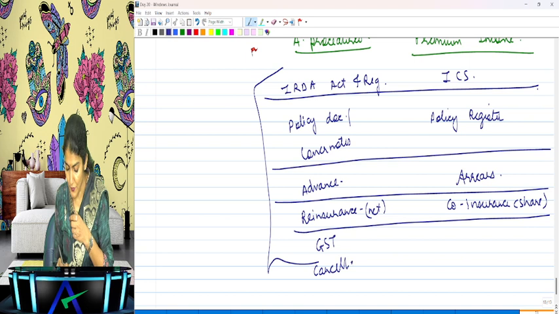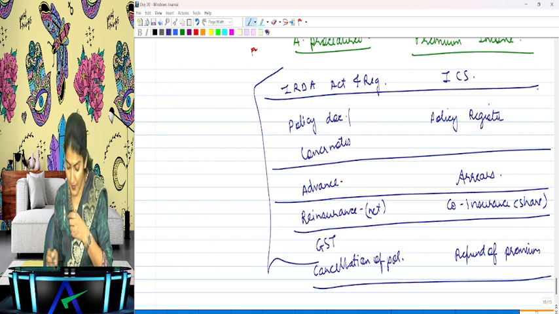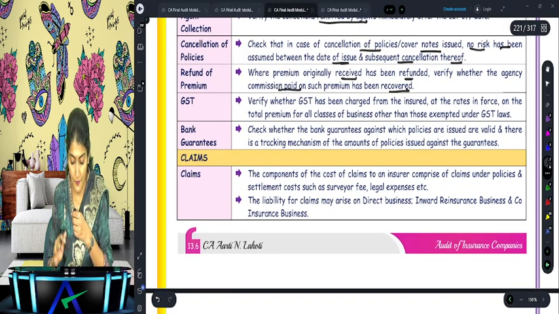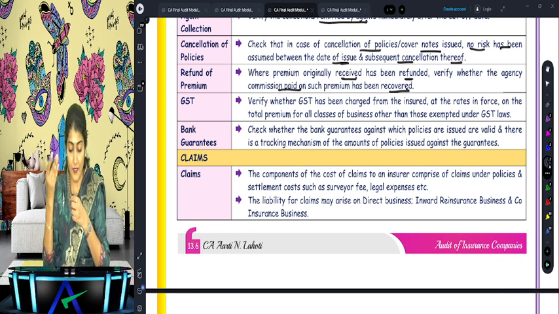So we can add these 2 points over here. The cancellation of the policies and also the refund of the premium. So if the premium is refunded, what should happen? Even the commission should be recovered. Then after that, what does it say?